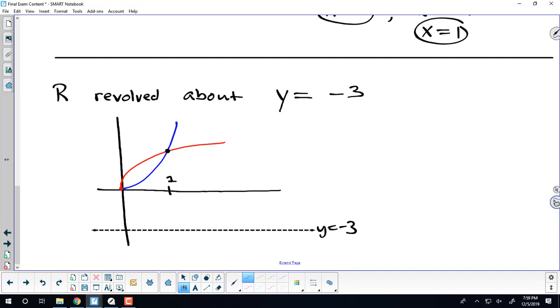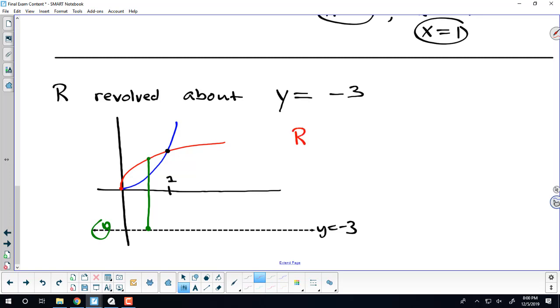So a similar situation here, there's space between the actual region and the axis of revolution. So it's going to be a washer situation. But this time, since we're revolving it around this, our outer radius is now from this function all the way down to the axis of revolution. So that distance, again, is just the top minus the bottom.